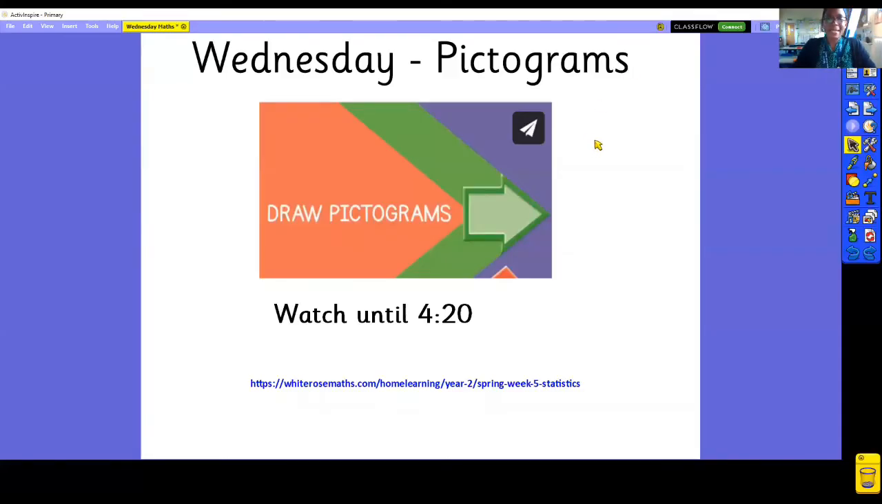Okay, welcome to Wednesday and good old pictograms. So with today, again, feel free to watch the video up until 4 minutes 20. It's just a reminder of what pictograms are, how they're used, just before we go into our CGP book. So again, feel free to watch the video up to 4 minutes 20 and then come back to me for our activities in our CGP book and on the flip chart.